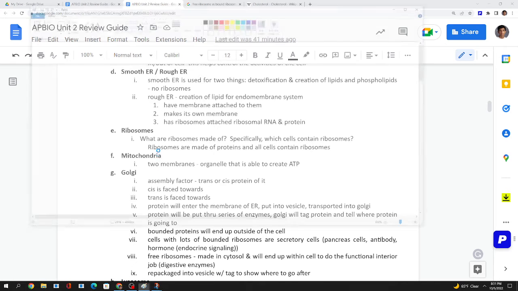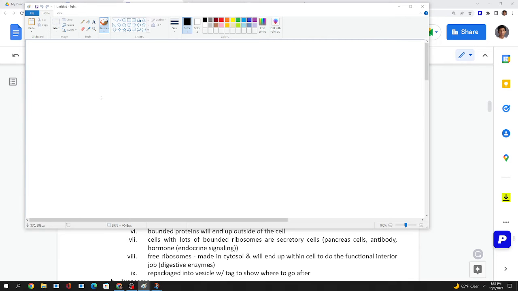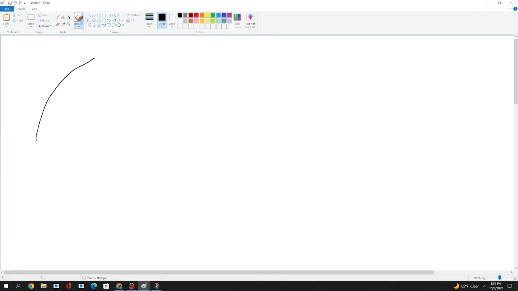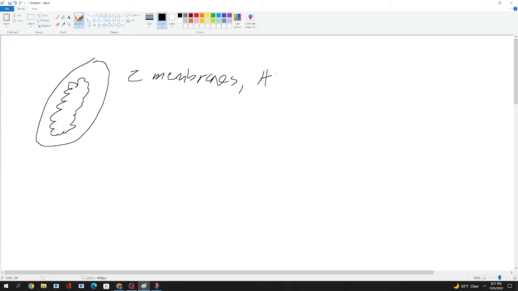Mitochondria, for the purpose of this unit, makes ATP. That's all you got to know. But there's a special thing about mitochondria. Mitochondria has two membranes, okay? One here, and one is the cristae. Two membranes. Remember that. Super special, makes ATP. That's the degree that you need to know for this unit right now. You'll get much more in depth about this next unit.